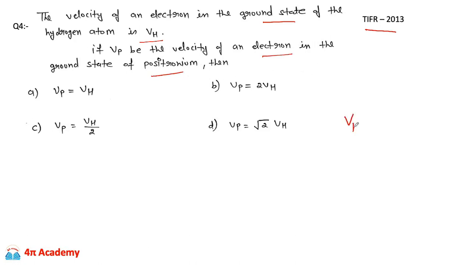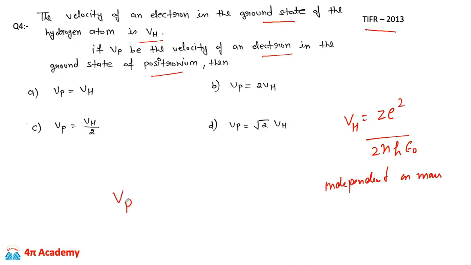Now we know the velocity formula, that is Z e squared over 2 n h epsilon naught, and it is independent of mass. It does not depend on mass. So therefore the velocity of the electron in the positronium atom is the same as the velocity of the electron in the hydrogen atom for a particular orbit. So therefore our correct option is option A.